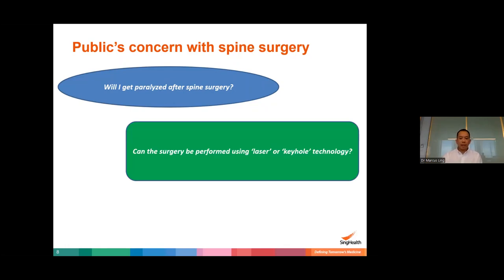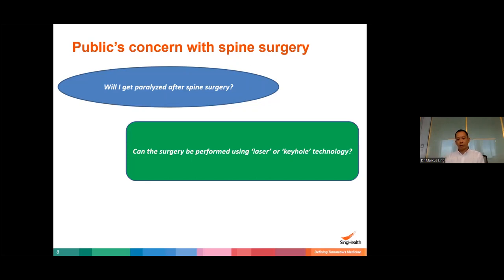The next question I get asked fairly often is, can the surgery be performed using laser or keyhole technology? I think in this case, when we mean laser, we mean radio frequency. I think radio frequency is used occasionally to ablate some of the nerves, as well as to shrink a herniated disc. I think all these techniques are useful if there is very localized pain or very localized pathology.